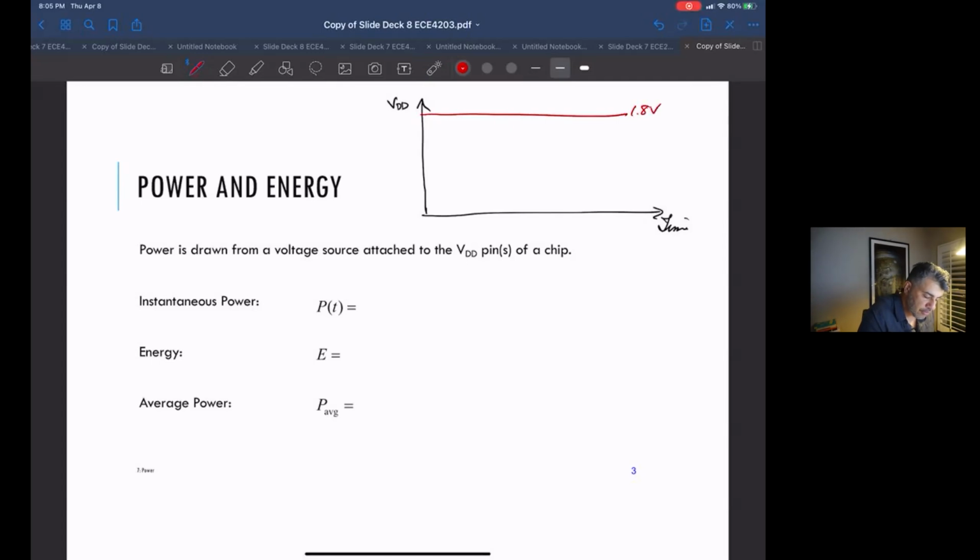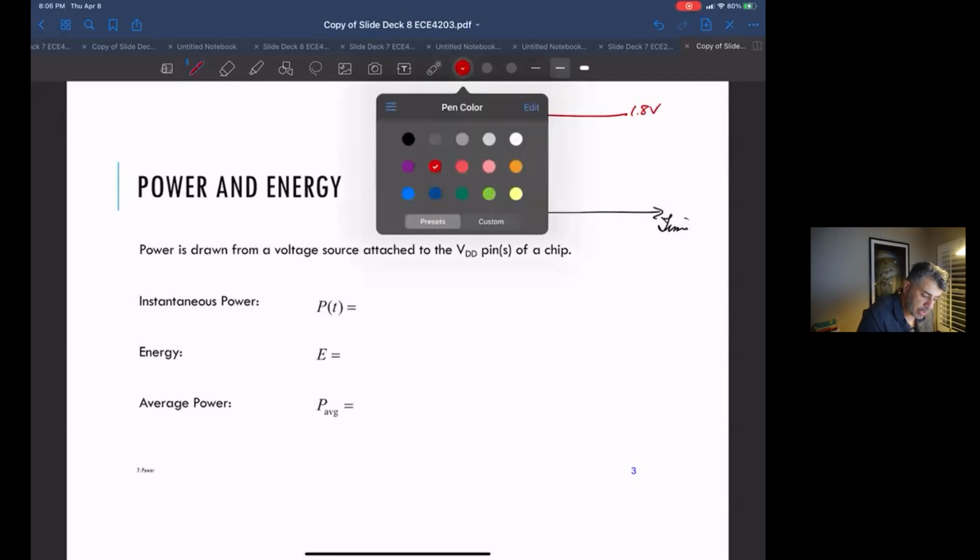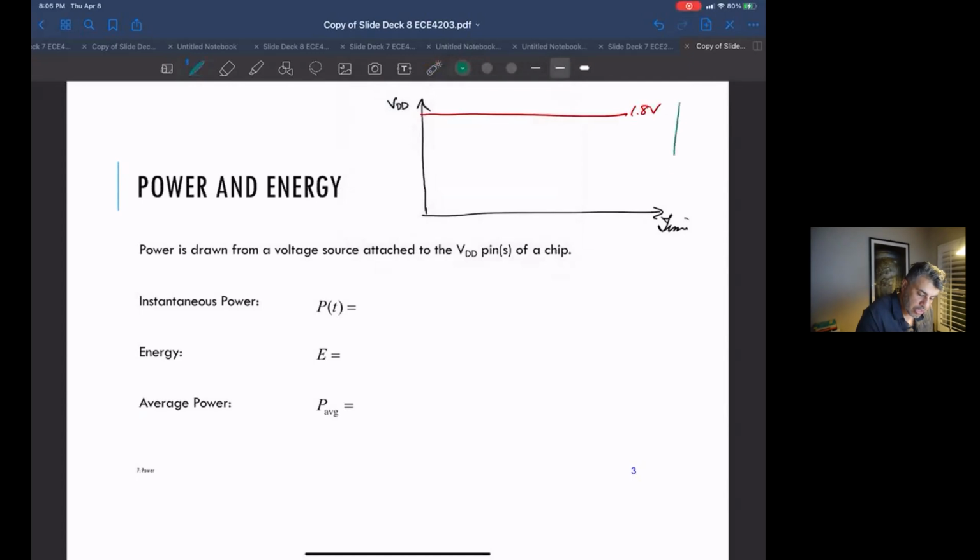And then if I put in another axis here, and this would be the current to the power supply, you'd see the current fluctuate going through the power supply. If you remember, circuits that are on or turning on pull current. The ones that are off, the circuits that are off, aren't pulling current.